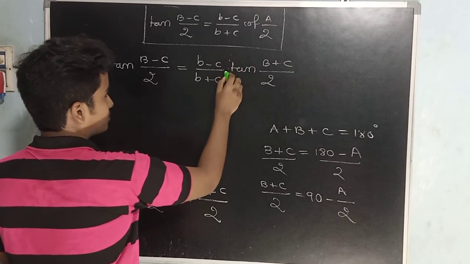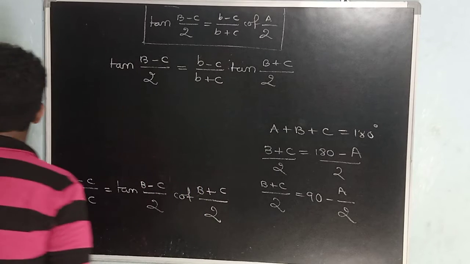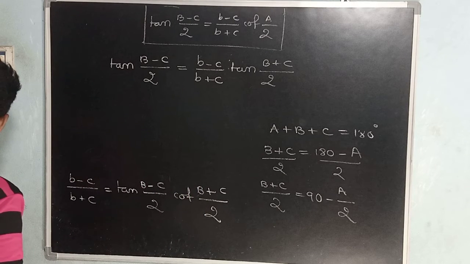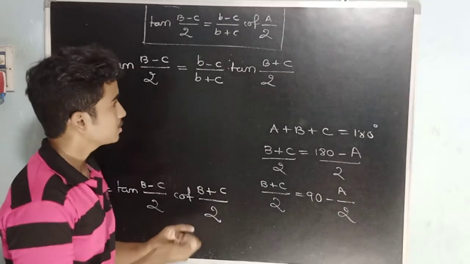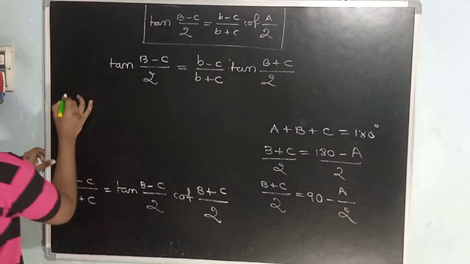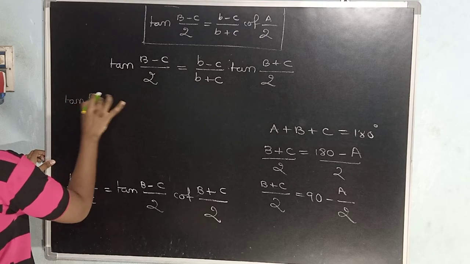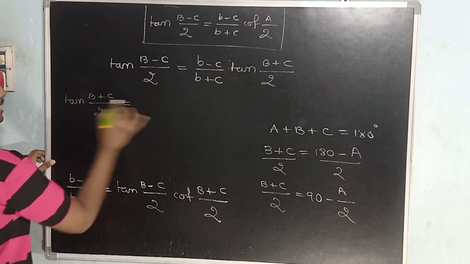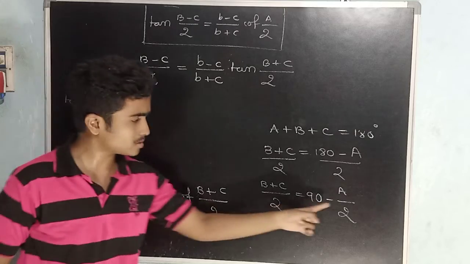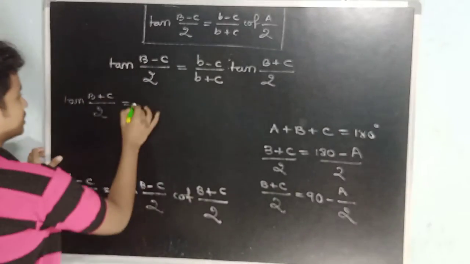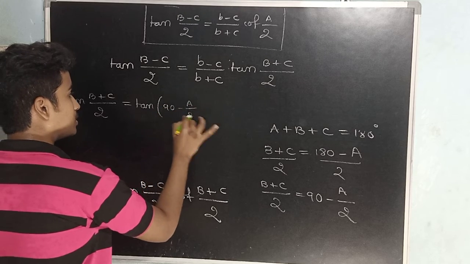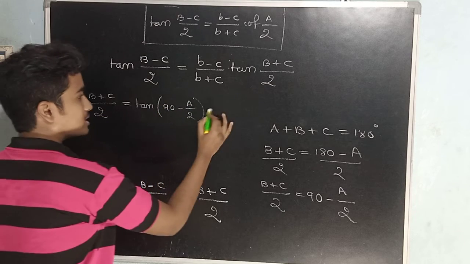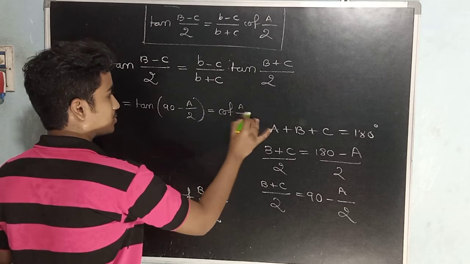So what am I going to do? I am going to consider this part, tan B plus C by 2. B plus C by 2 is nothing but 90 minus A by 2. Tan 90 minus A by 2. Tan B plus C by 2 is nothing but cot A by 2.